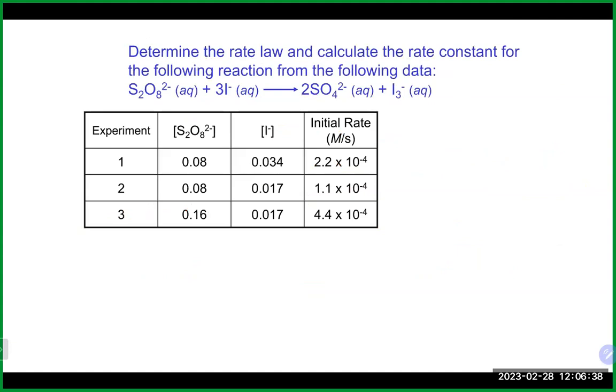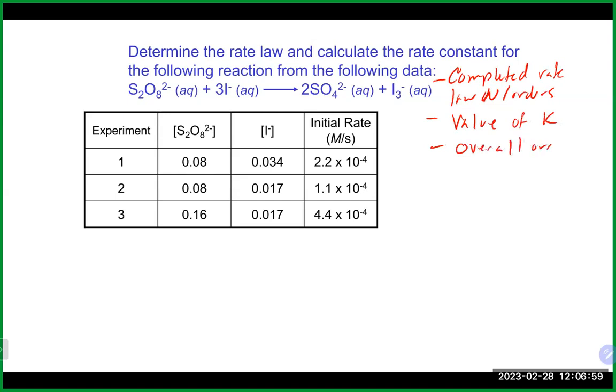So why don't we try this? Let's do it all here. Let's get the completed rate law with the orders. Let's do the value of the rate constant. And let's figure out what the overall order is based off of this table here. Take a few minutes and see what you come up with. Looking for those three things: what is the completed rate law, the value of the rate constant once you've completed the rate law, and what the overall order is.